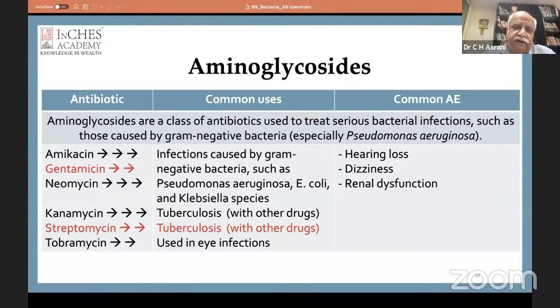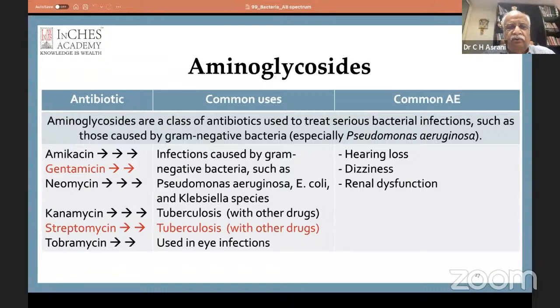Aminoglycosides, only injectable available. They are a class of antibiotics used to treat serious bacterial infections such as those caused by gram-negative bacteria, especially Pseudomonas. In earlier days in hospital, the commonest combination was ampicillin-amikacin. We have amikacin, we have gentamicin, we have neomycin. Neomycin is available in topical as well as oral form. Amikacin, gentamicin are injections only.